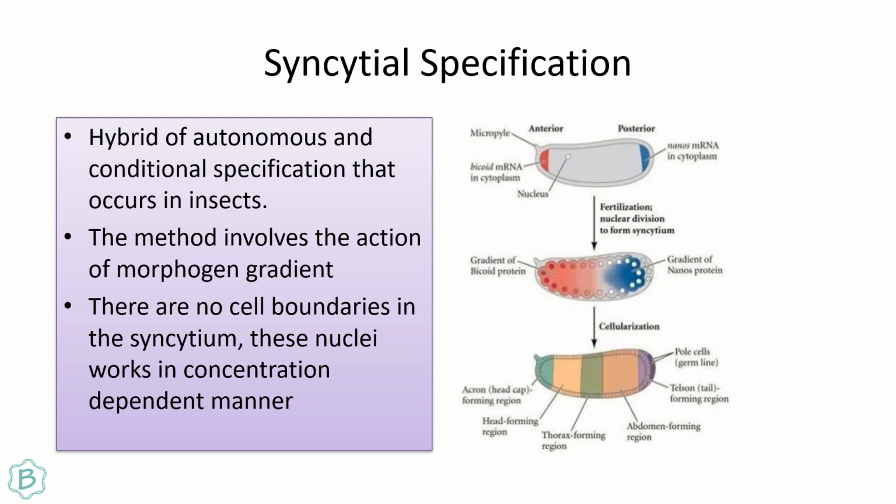Okay, acron, that is head, the head-forming region, then there will be thorax, abdomen, and then the tail part. But the concentrations of bicoid and nanos proteins are determining what will be the anterior part and what will be the posterior part. So there is no boundary of the cell. The nuclei work by concentration, meaning wherever the concentration of a particular protein is higher, they will form a particular part of the cell. If another type of protein is higher in a particular area, then it will form that type of part.